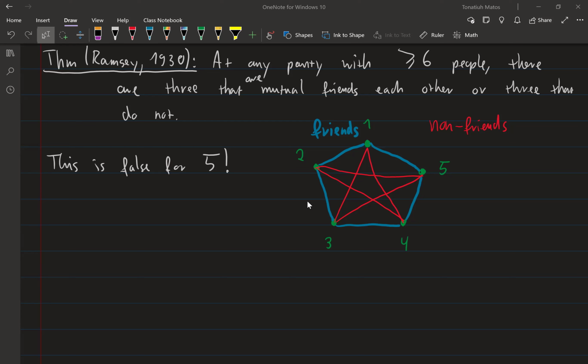Now, what I mean is that this party needs 6 people or more. Because with 5 people, I just gave you an example where there are no triangles of the same color. There's no blue triangle here, and there's no red triangle either. I say that this is impossible with 6 people. With 6 people, there will always be a triangle of the same color. Maybe everything's blue, maybe everything's red, but anything in between will still contain a triangle of some color. And the example for 5 contains no such triangle, right?